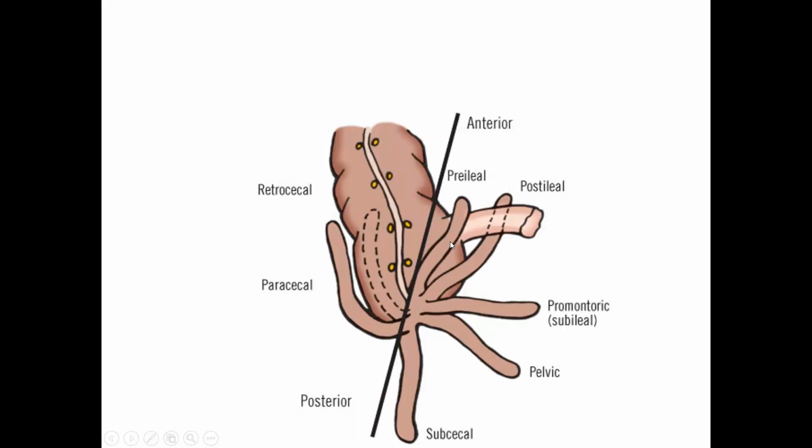The 2 o'clock position is called pre-ileal or post-ileal, depending on whether it is in front of or behind the terminal ileum. Promontoric, sub-ileal, pelvic 4 o'clock, 5 o'clock, subcecal 6 o'clock. All these positions together are called the anterior positions. Posterior position is 11 o'clock paracecal or 12 o'clock retrocecal. Out of which we said the pelvic and the retrocecal account for 99% of the positions of the appendix.